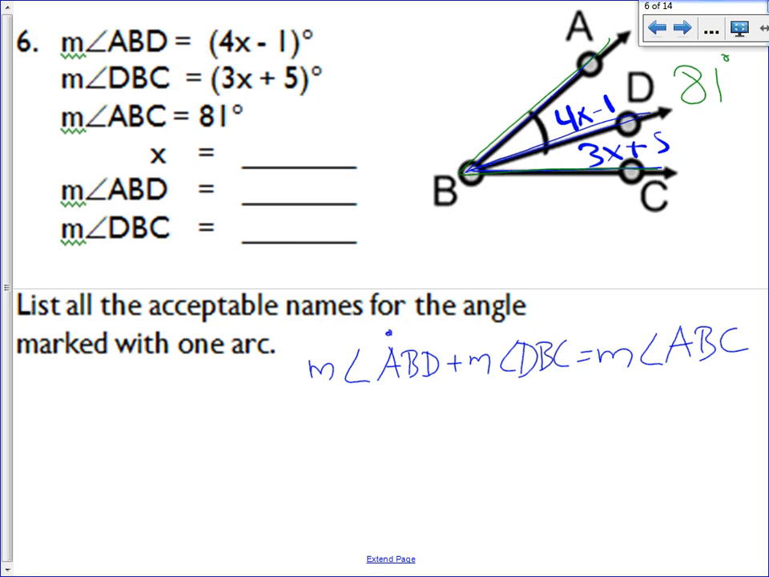Well, it's given to be 4x minus 1, so I'm going to replace that with 4x minus 1. DBC, that angle is equal to 3x plus 5, and then the measurement of ABC is equal to 81 degrees. So now you have yourself a three-step equation. So let's go ahead and combine like terms.